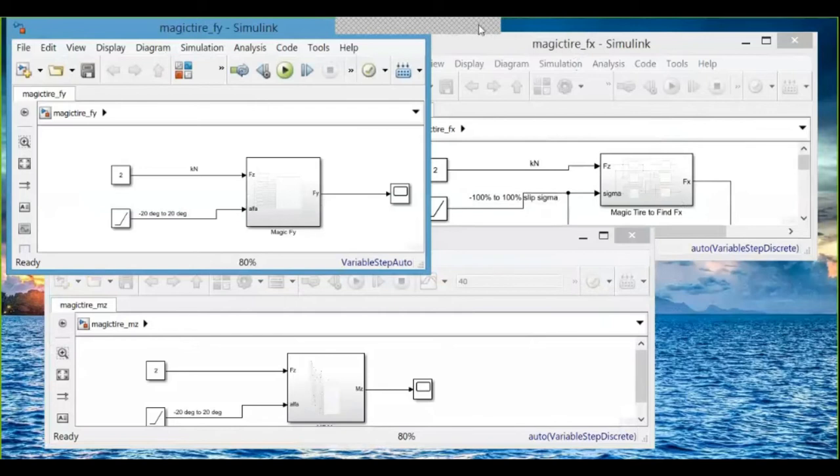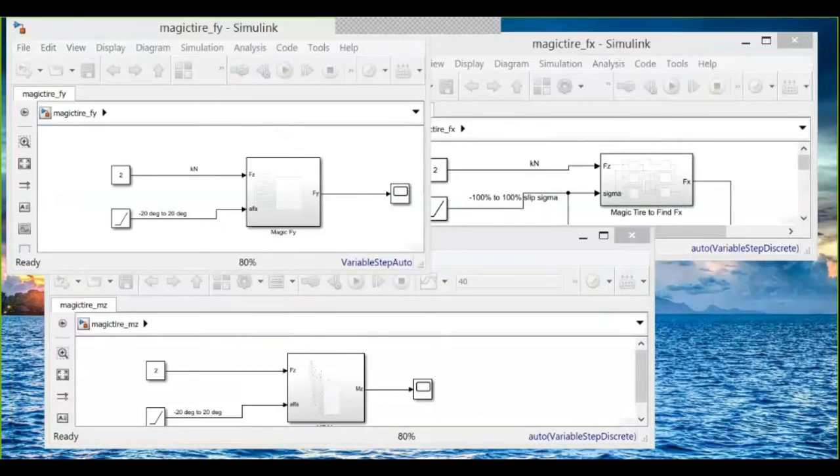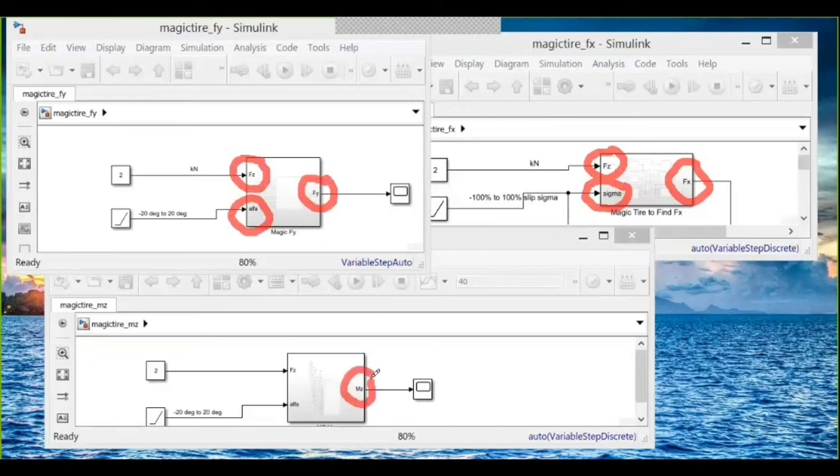I think I need to write down this one. In order to find Fx, the magic formula needs Fz. Fz is the load of the vehicle. And then you need sigma. Sigma here is the longitudinal slip. If you want to find Fy, Fy requires Fz, the load, and alpha. Alpha is the body side slip angle. If you want to find Mz or aligning moment, you need Fz and also alpha.